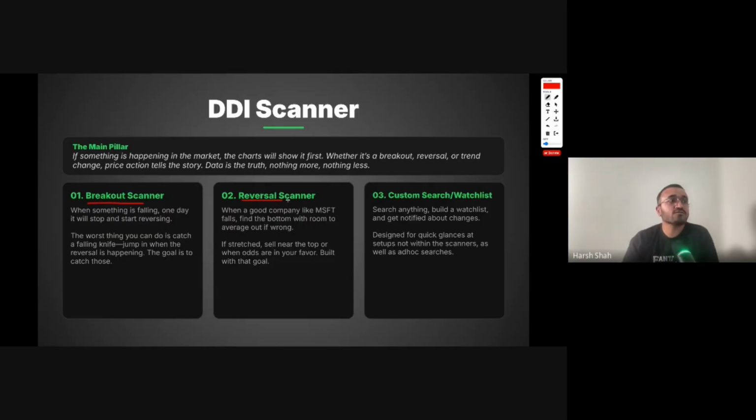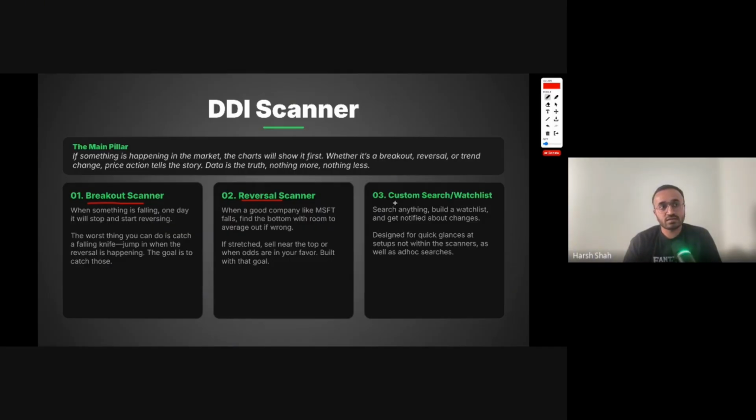So the reversal scanner is focusing on setups which are falling, but it doesn't give you a signal right away. It waits for certain reversal conditions. Again, there are risks in this reversal scanner mode, but if you like a company longer term and you see those signals appearing, you can rely on them and take a shot.